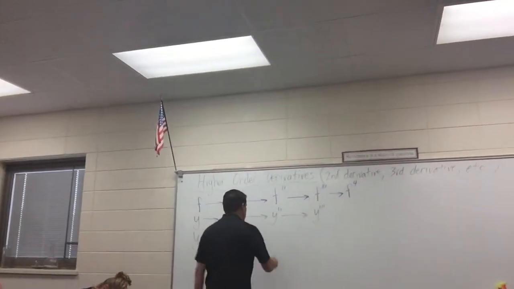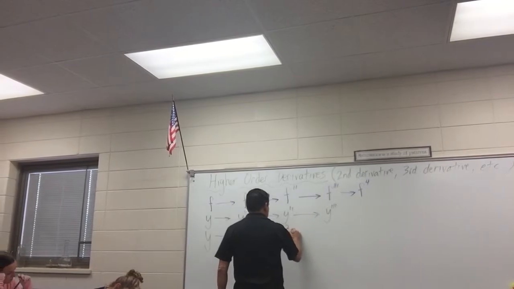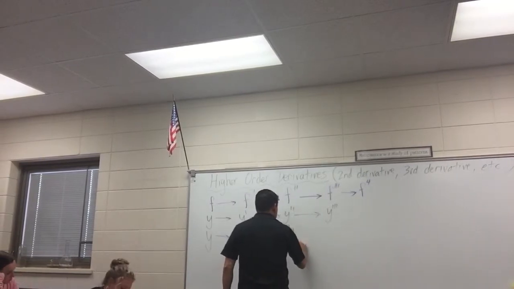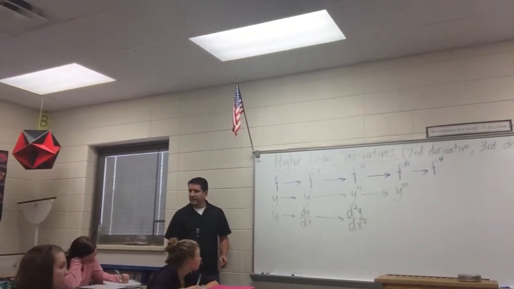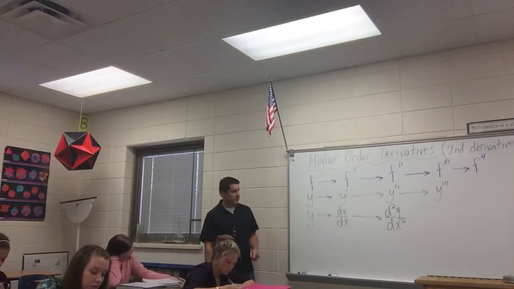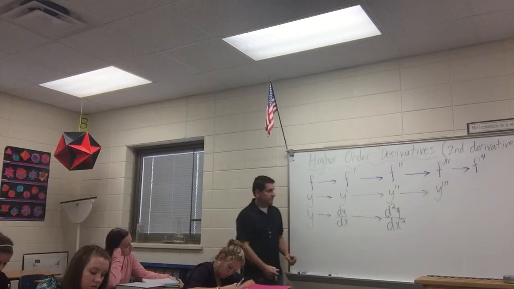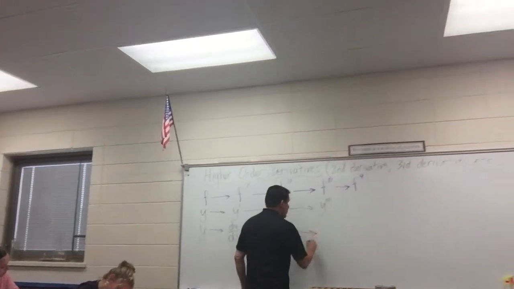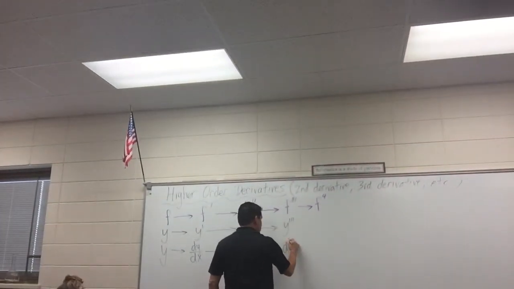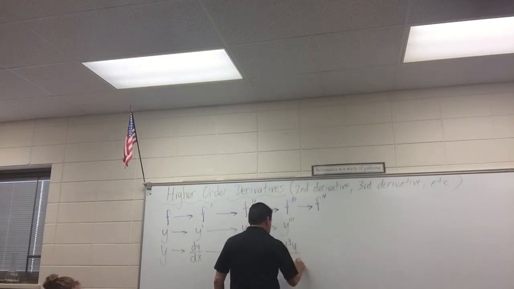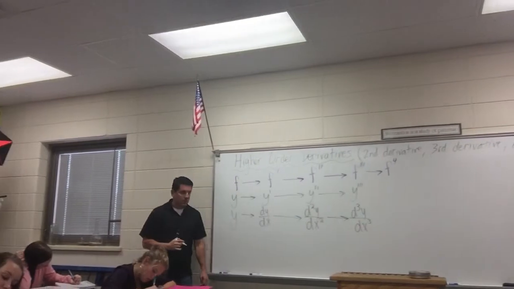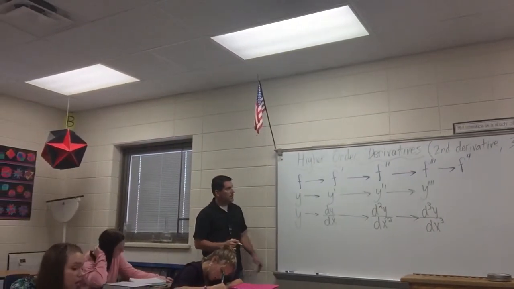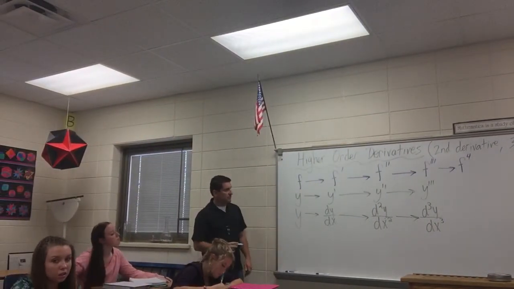The second derivative notation looks like this. It's d squared y over dx squared. And yes, I put those 2's in the right spot. I'll explain why it looks like that. And then the third derivative is d cubed y over dx cubed. So you'll see all these kinds of notations here.